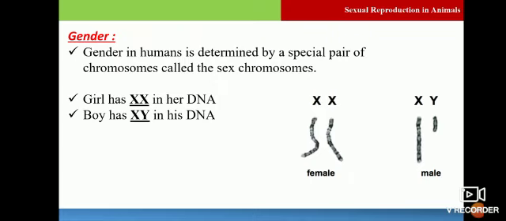Finally, the final slide is the gender. The gender means your sex, whether you are a boy or a girl. The gender in humans is determined by a special pair of chromosomes called the sex chromosomes. The girl has XX in her DNA, whereas the boy has XY in his DNA. If you look at this picture, you can see these are chromosomes. Inside the female body, XX chromosomes appear, whereas inside the male, XY appear.